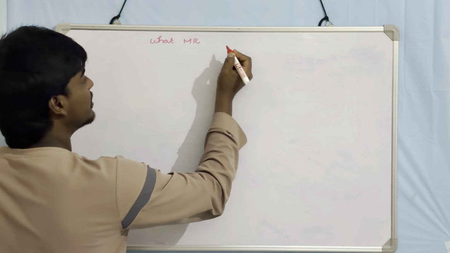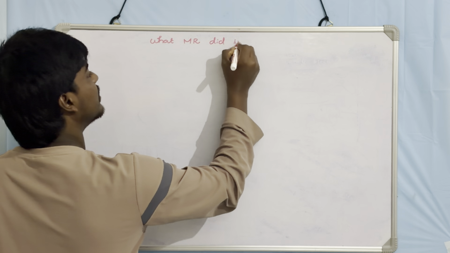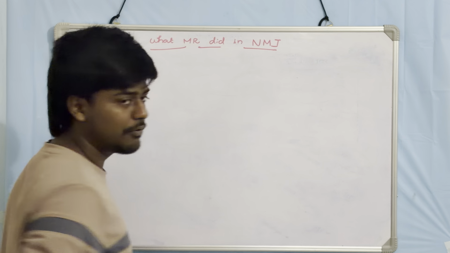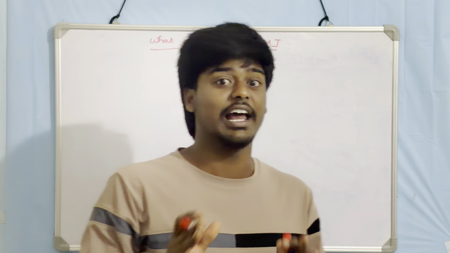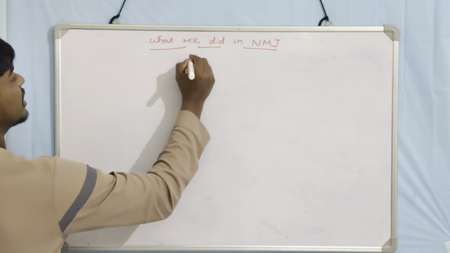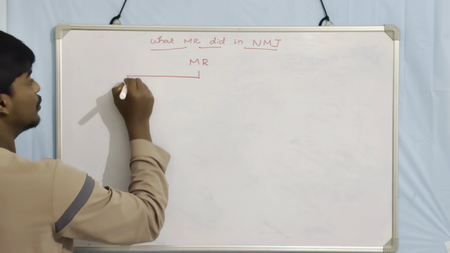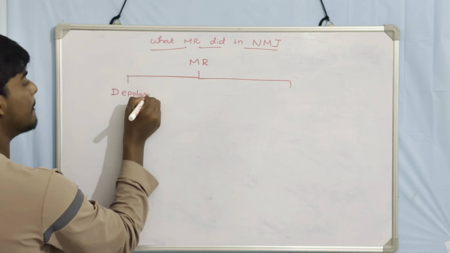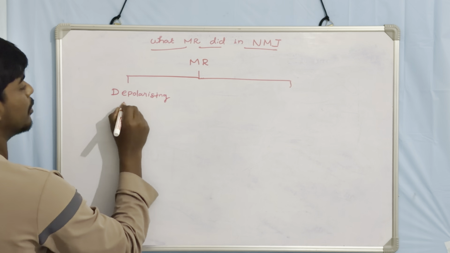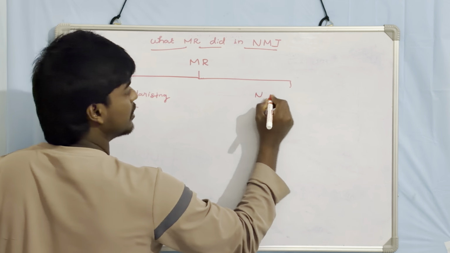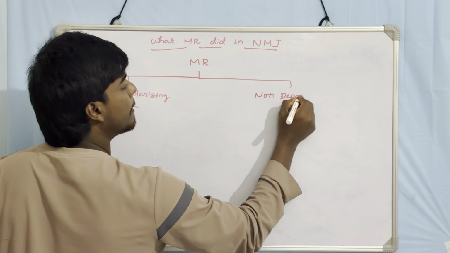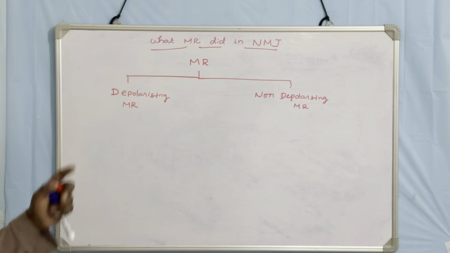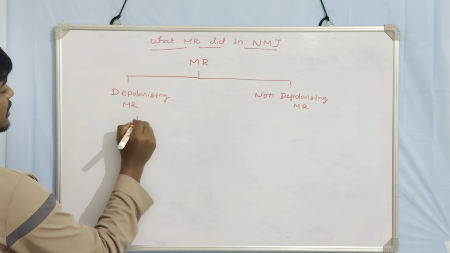muscle relaxants do in the neuromuscular junction. First, we should learn the classification of muscle relaxants. Muscle relaxants are majorly divided into two types. The first one is depolarizing muscle relaxants, and the other is non-depolarizing muscle relaxants. The classical example of a depolarizing muscle relaxant is succinylcholine.